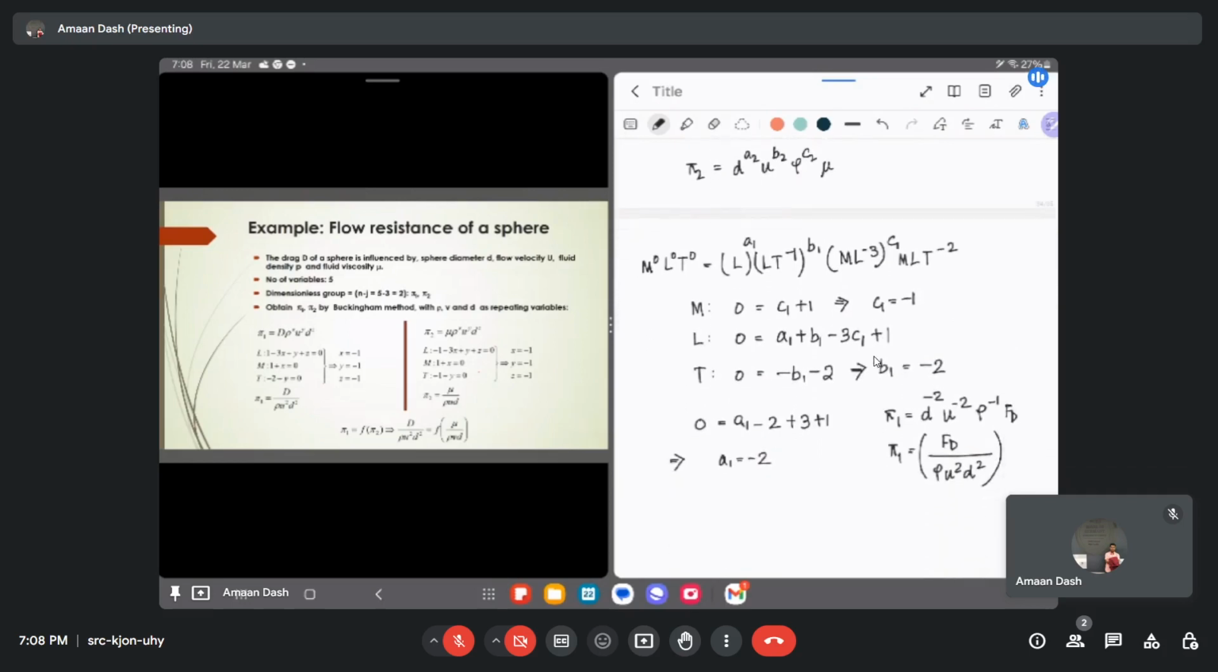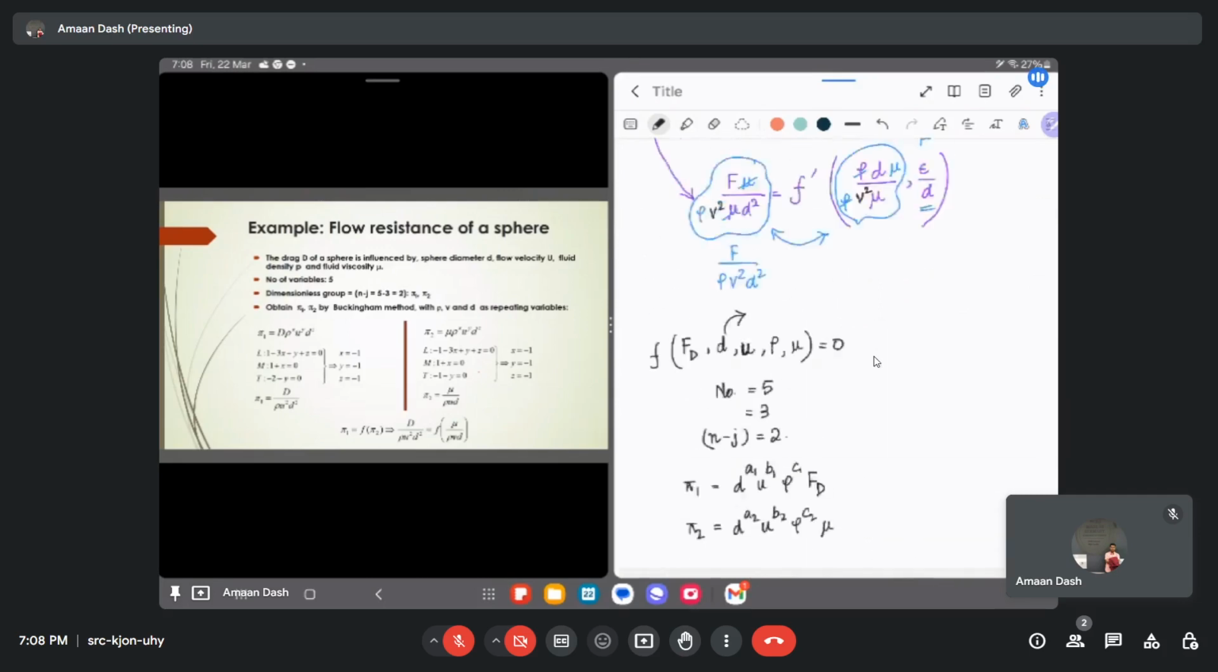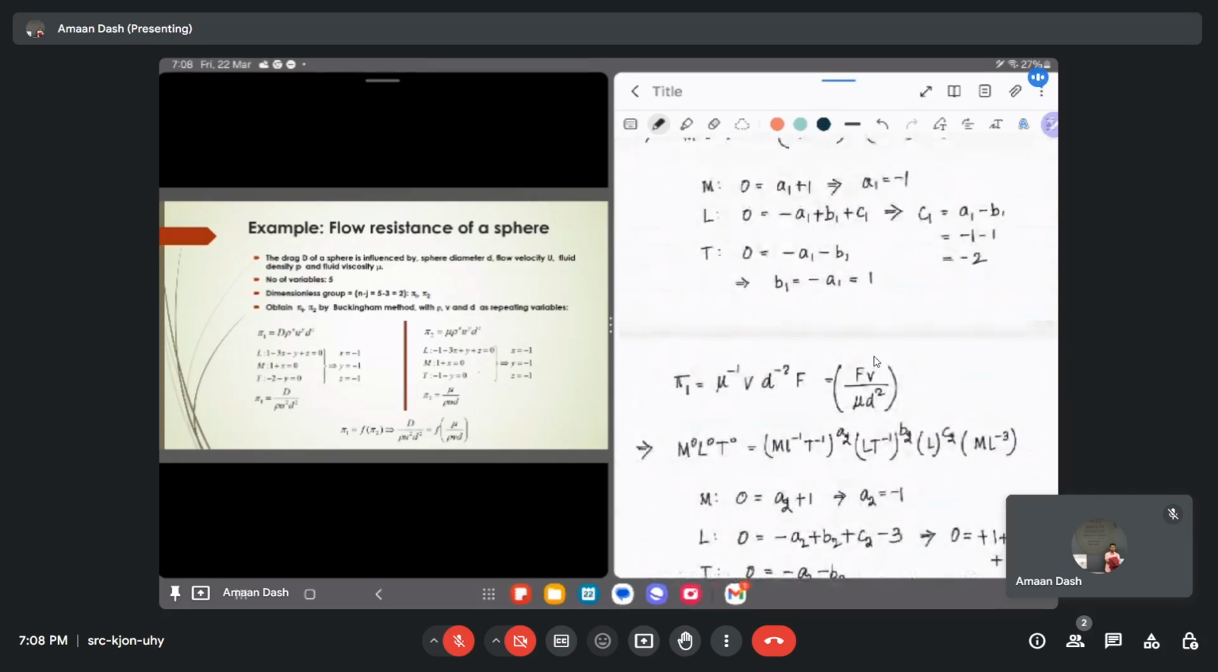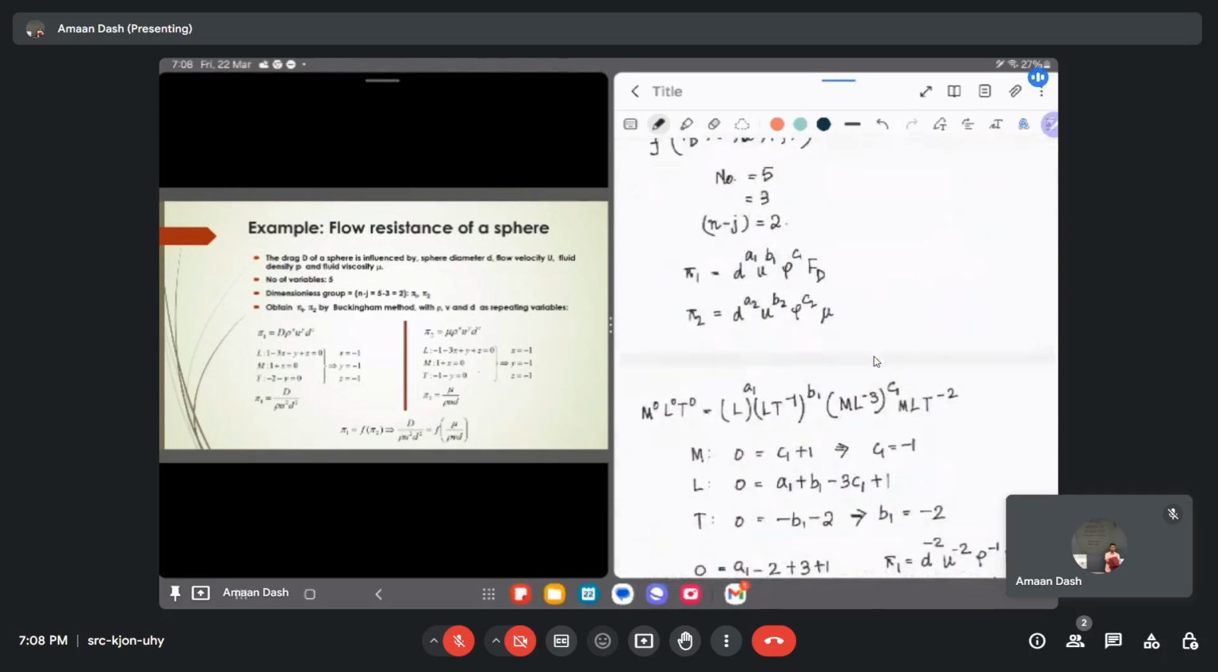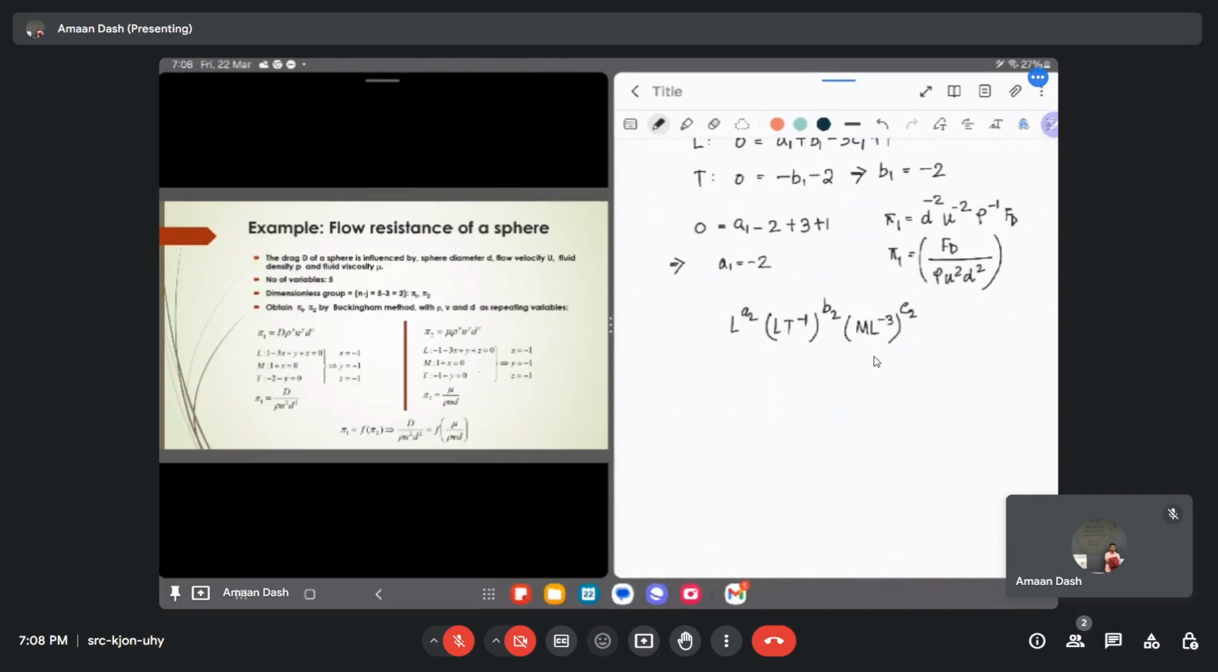Similarly, for the second case also we can do, that is l to the power of a2, l t to the power minus 1 to the power of b2, m l to the power minus 3 to the power of c2. And then we have viscosity. Viscosity has dimensions of m l to the power minus 1 t to the power minus 1.